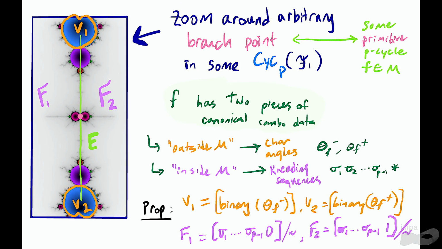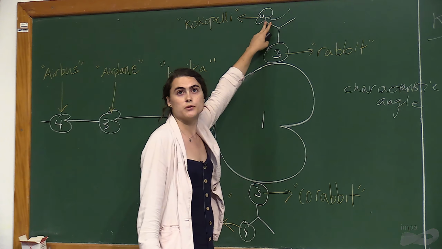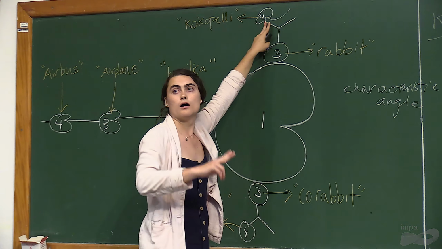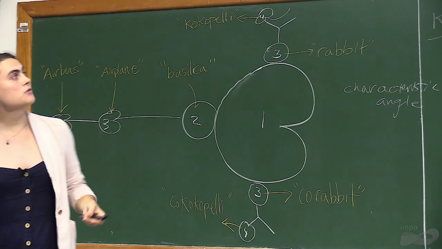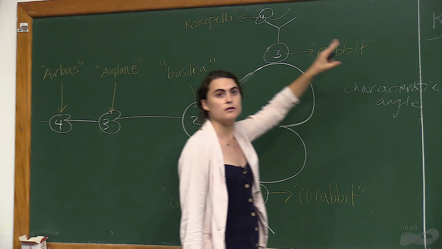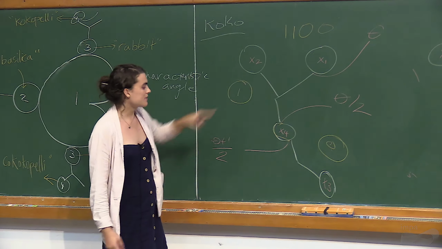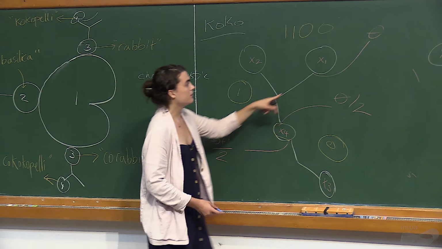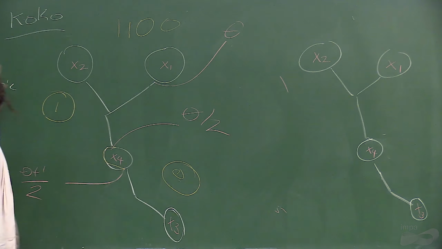To give you some idea about what the proof looks like, if we focus ourselves around a particular edge, which is based at a polynomial, every edge we saw corresponded to some primitive p cycle in the Mandelbrot set. There are 2 pieces of canonical combinatorial data that we can look at. We can look at characteristic angles, which were the angles that landed at the root of the periodic component in the complement of the Mandelbrot set. And then we can also look at the kneading sequence of the polynomial. And the reason that there are two of these is that we have two different angles that land at the root of our hyperbolic component.